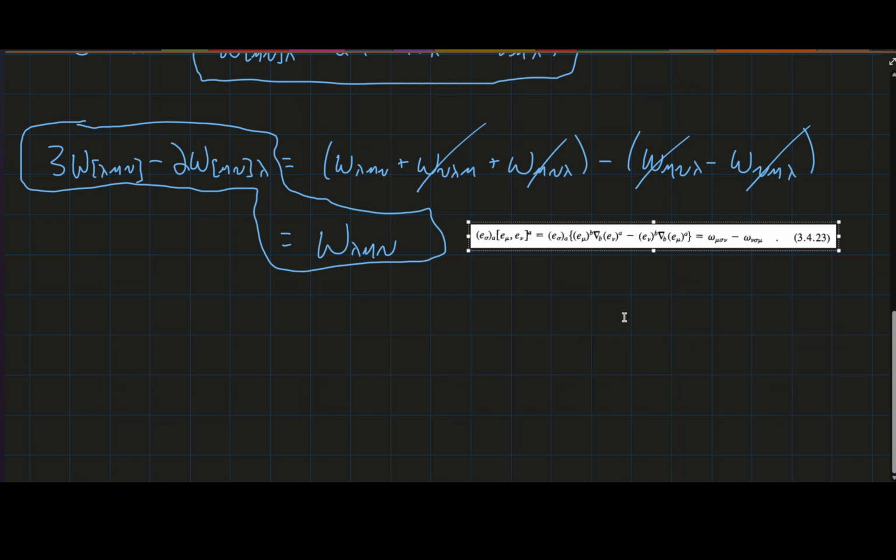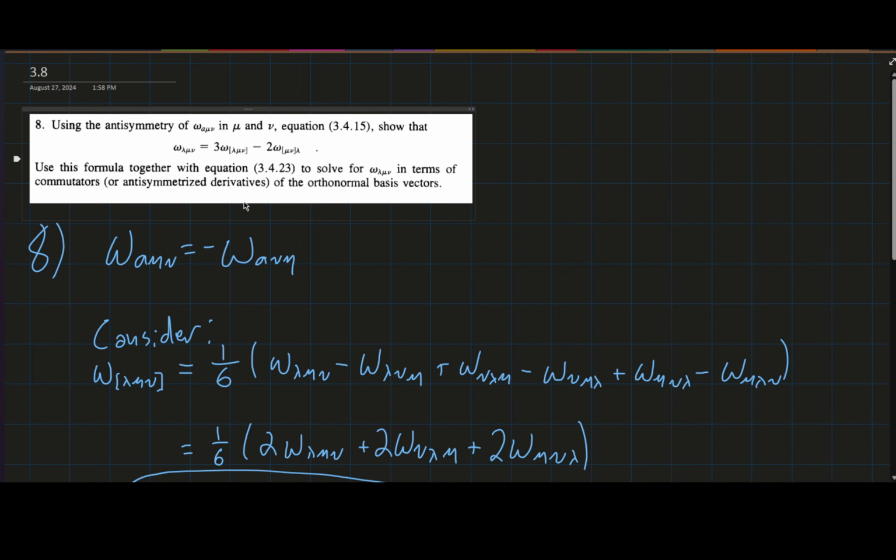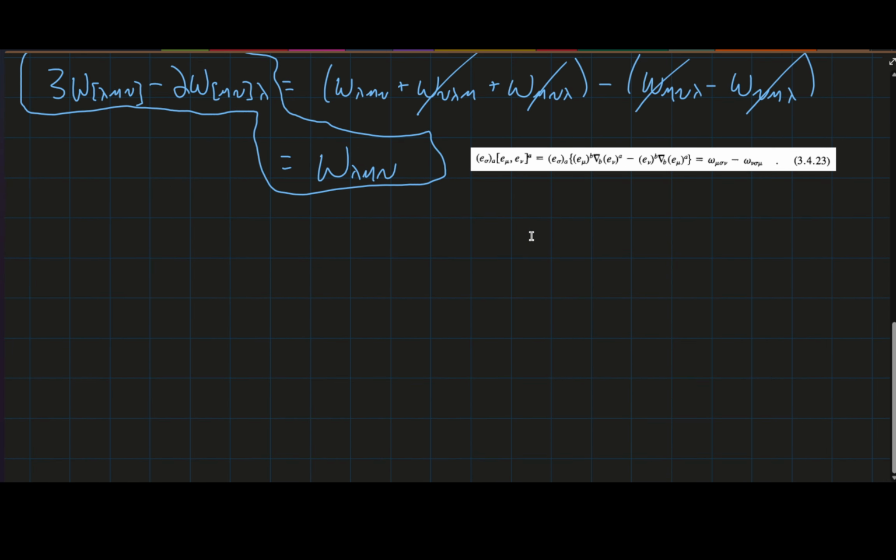Okay, so we should be able to combine these in some way and show how to solve for omega lambda mu nu in terms of commutators or anti-symmetrized derivatives. Okay. So what we're actually going to do, first let's just write out 3.4.23 again in the way that's going to be relevant for us.